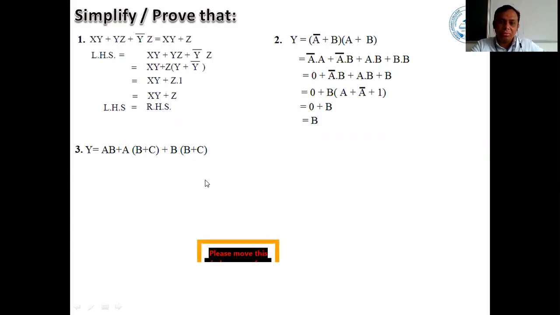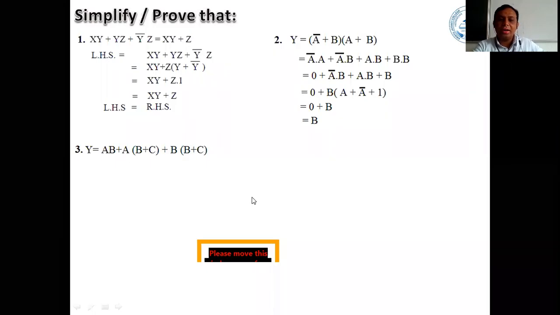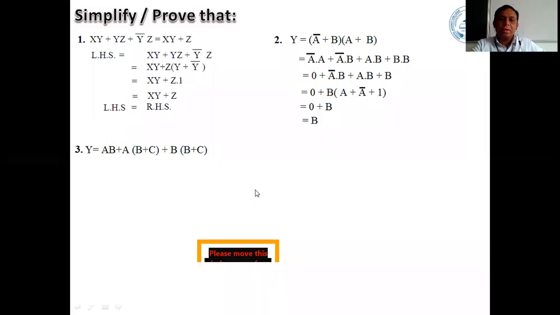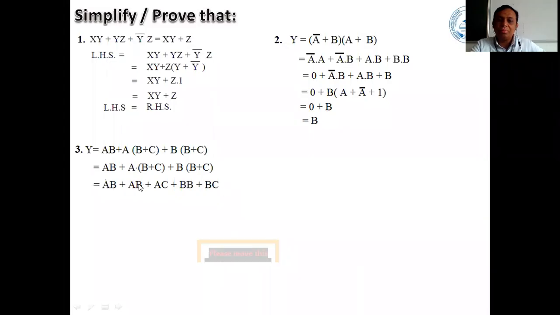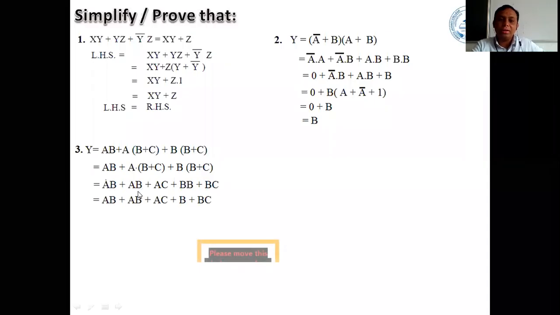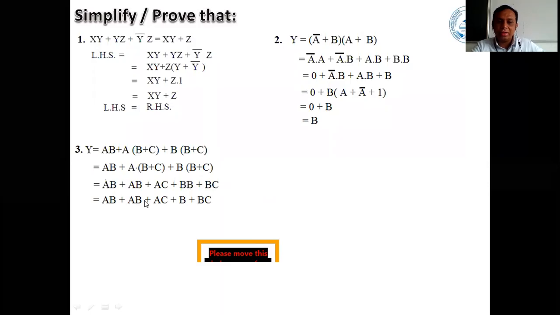The first step here is to open the bracket. I'll have AB plus AC plus BB plus BC. Now, when you consider AB plus AB, can I write it as AB? B into B is B, because I know the Boolean formula x dot x is equal to x. So I'll make use of that formula, B dot B is equal to B. Once again, AB plus AB, I'll write as a single AB. AC, I'll write here, B here, B here.